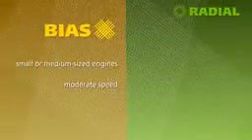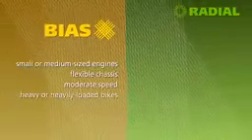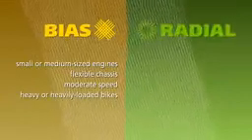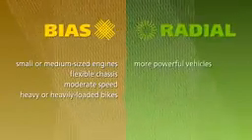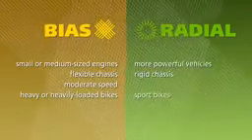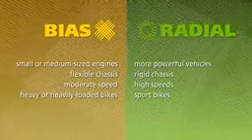As we have seen, the bias structure is suitable for vehicles travelling at a moderate speed with small or medium-sized engines and a reasonably flexible chassis. It is also suitable for heavy or heavily loaded bikes. The radial structure becomes a necessity for more powerful vehicles with an extremely rigid chassis and ones used for sport. It enables speeds in excess of 150 miles per hour to be reached.